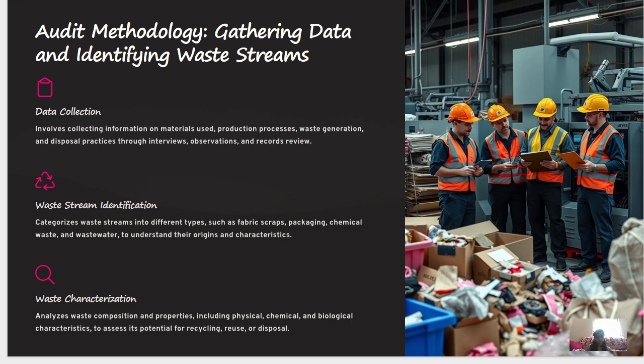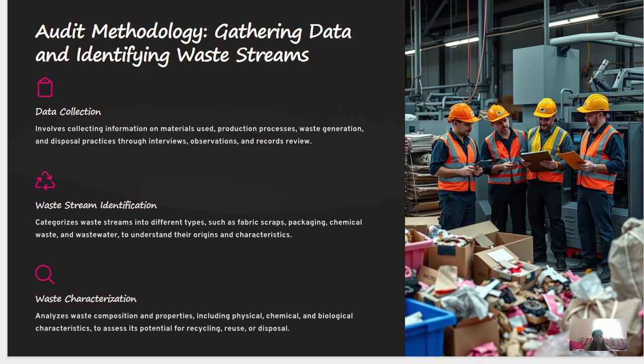In that, we'll be starting with data collection, meaning what the sources of this waste are. It involves collecting information on materials used, production processes, waste generation, and disposal practices through interviews, observations, and record reviews. Once you have the information, next we go to waste stream identification, meaning categorizing the waste streams into different types, such as I said in the first slide, where we saw the different types of waste.